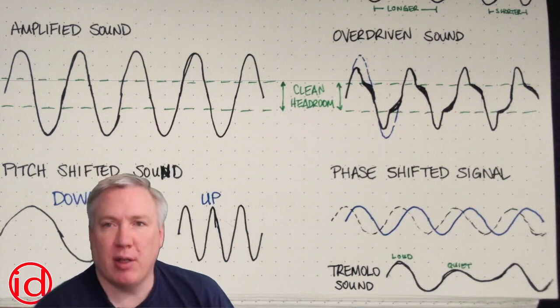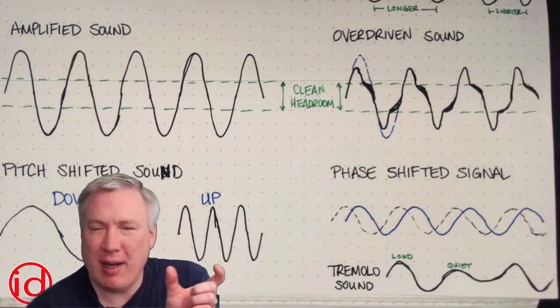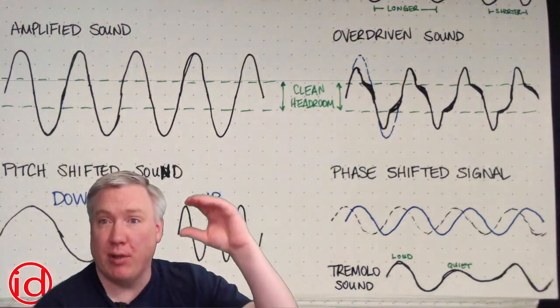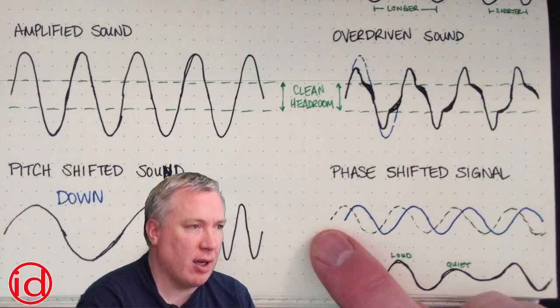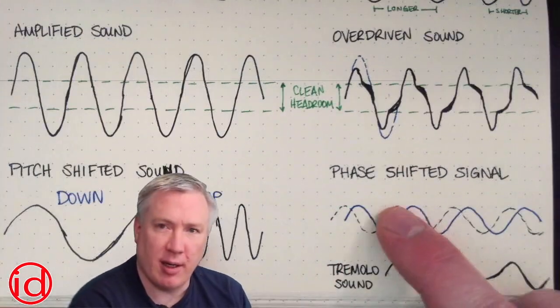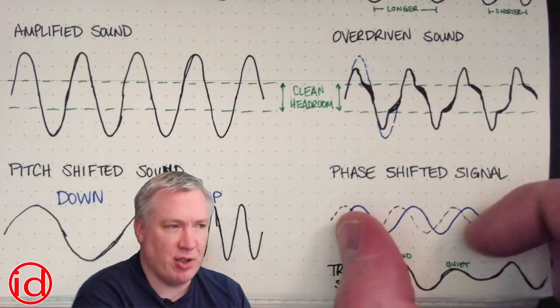In these next modulated effects, we'll look at what happens when the phase shifts back and forth or when the amplitude shifts back and forth. So first, let's take a look. This black dotted line is the original signal, and the blue line is one that's been phase shifted.